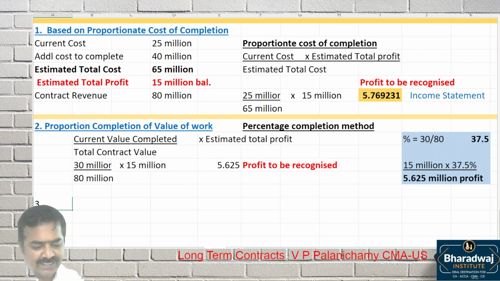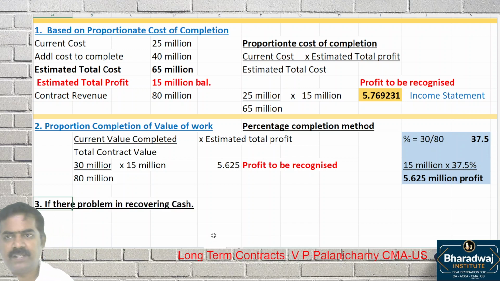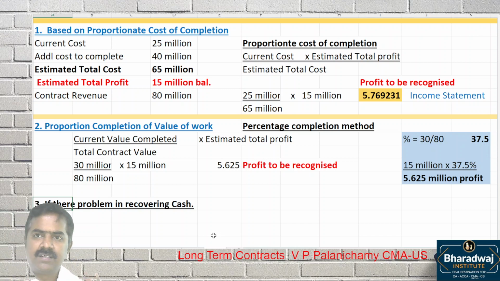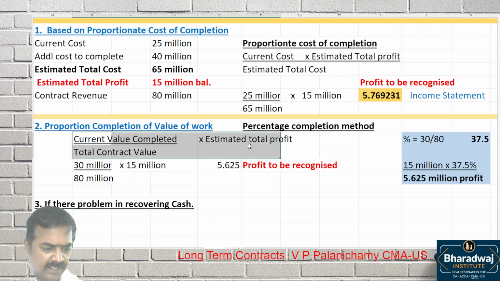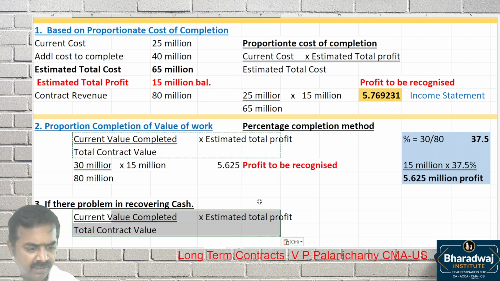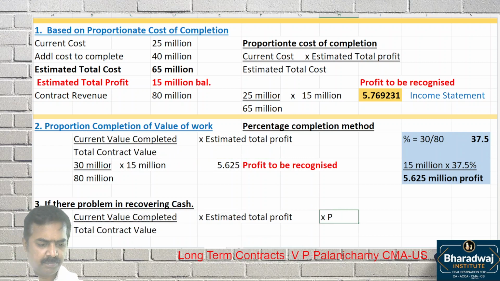Third, if there is a problem in recovering cash, which means the other party's financial soundness is not there. For example, we are doing construction work for another company. The client is financially weak. He may become bankrupt, or he may not pay the money. We have done the work, but the other party may not pay the money. We can file a case, but it will take time. You take the same thing into proportion of cash received.